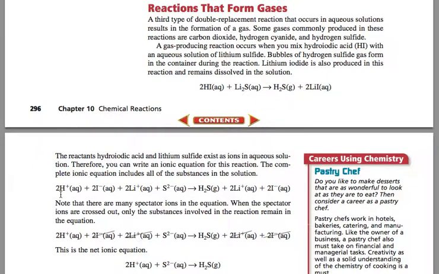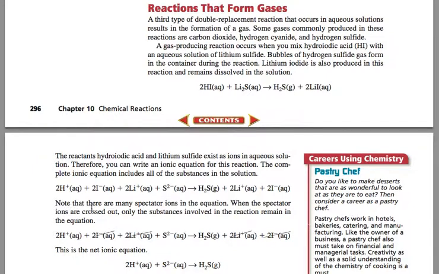Here it is. 2 hydrogen ions in an aqueous solution and 2 iodide ions in an aqueous solution and 2 lithium ions in an aqueous solution and sulfide 2 minus in an aqueous solution react to produce hydrogen sulfide gas and 2 lithium ions in aqueous solution and 2 iodide ions in aqueous solution. Okay. So we're looking, which are our spectators? Which ones do not react?